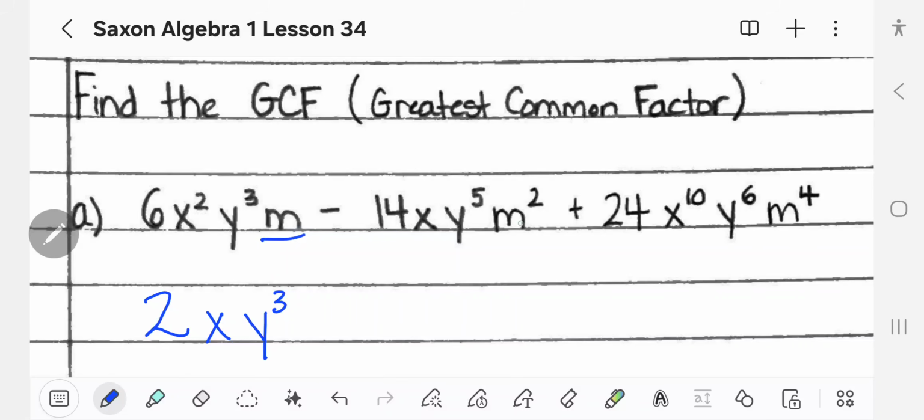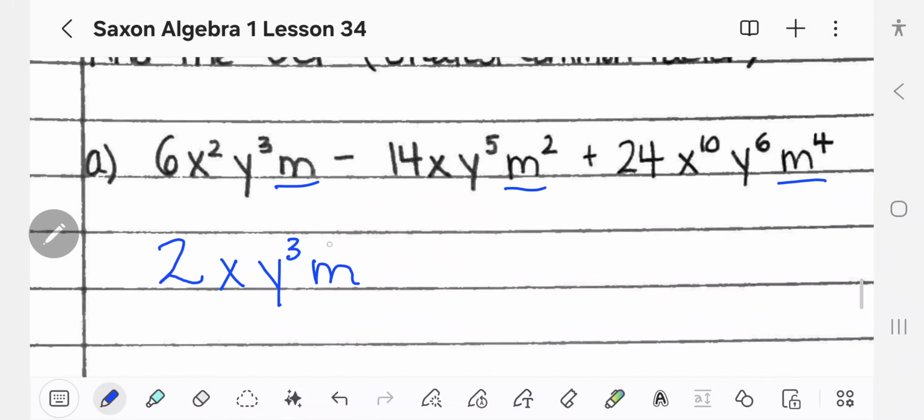And then I'm going to look at m's, and the highest is just an m to the first, which is m. So it's 2x, y cubed, m is your GCF.